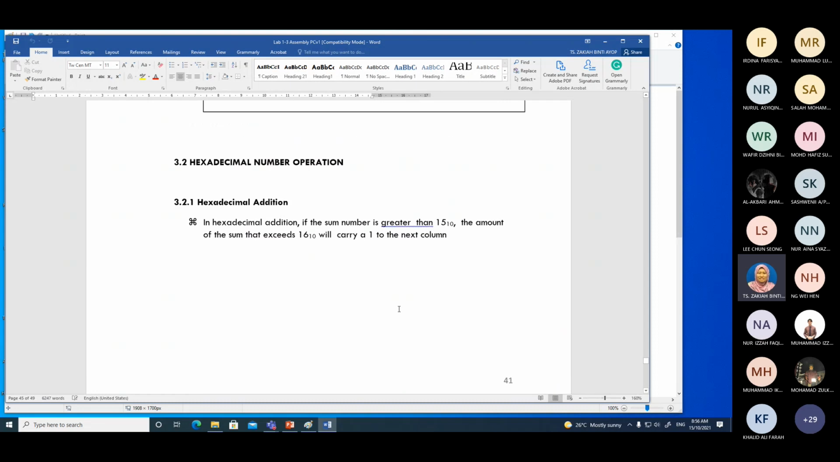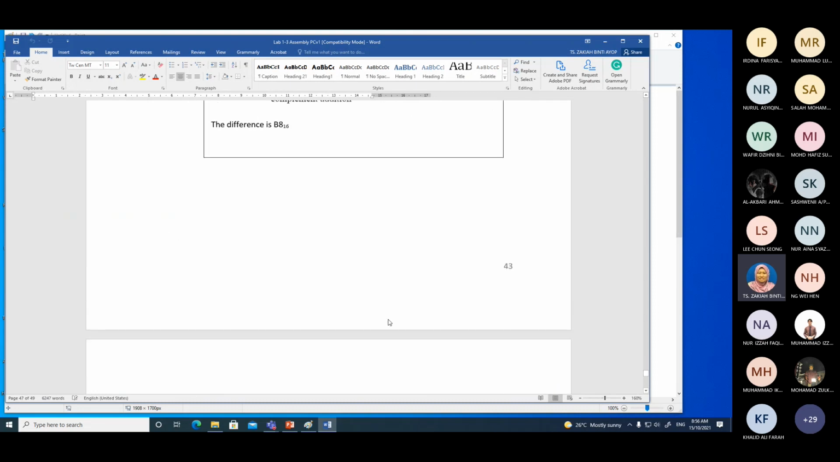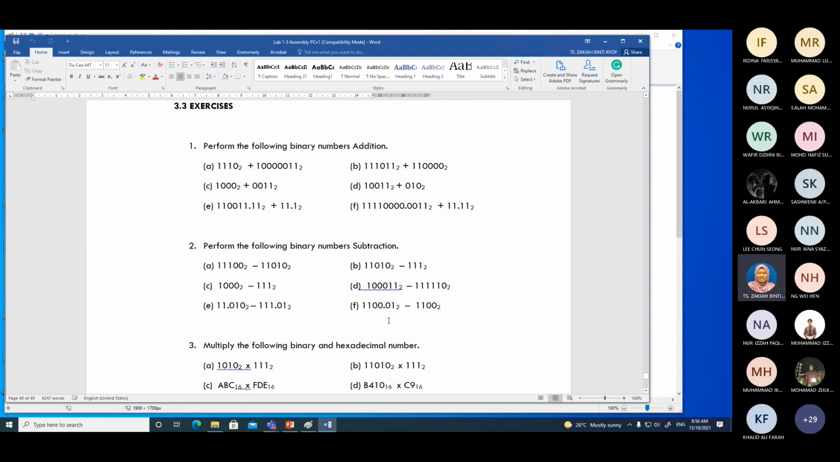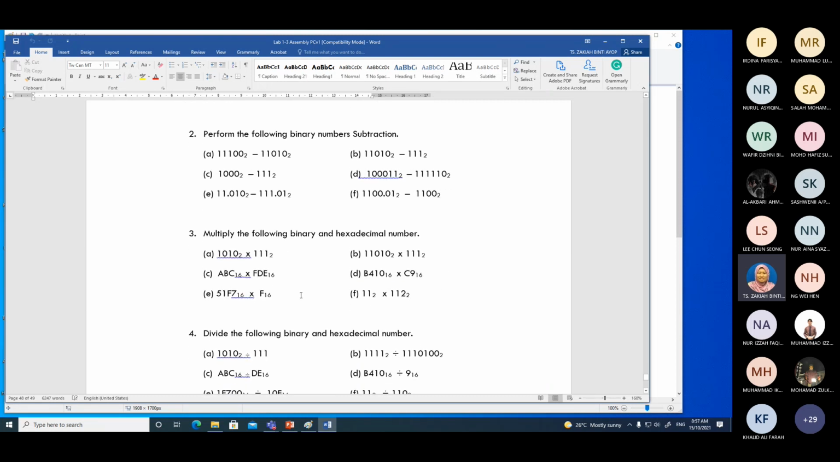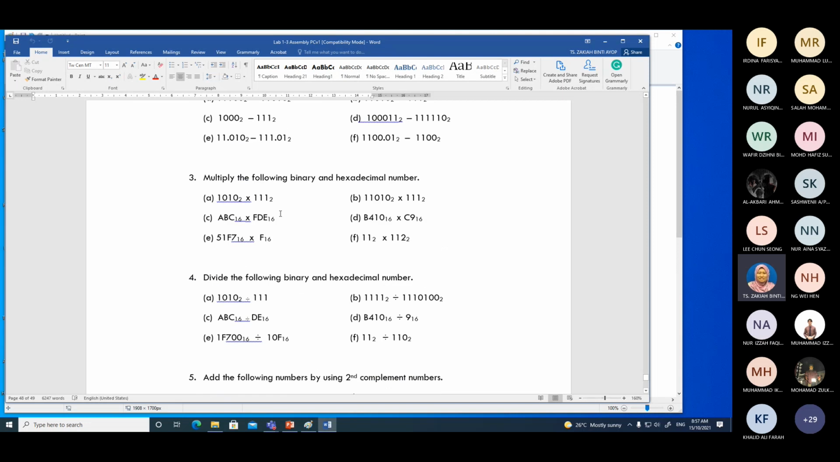Okay, so hexadecimal number operation. No, not this one. The question, yes, you will do the questions with the fractions, and then there we have a multiplication. I did not teach you the multiplication, right? Okay.